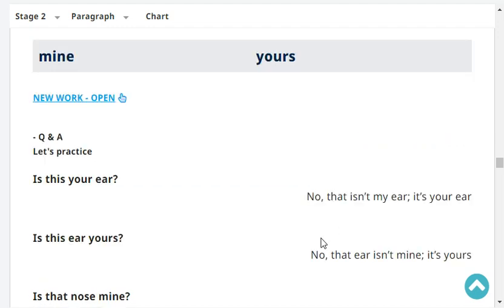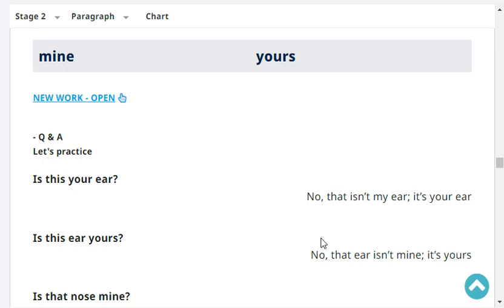Very good. Is this your ear? No, that isn't my ear. It's your ear. Is this ear yours?